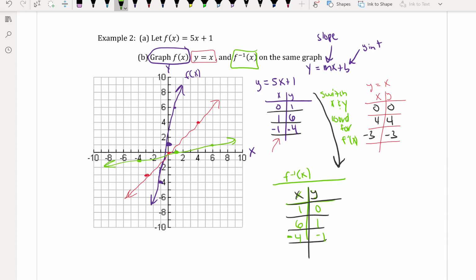Notice that if I'm looking at that y equal to x, that purple and that green line, my f inverse of x, it's symmetric along the y is equal to x equation. So it's the equal distance. So that's what you can think of, the line of symmetry is going to be that y equal to x whenever I graph the function with its inverse.